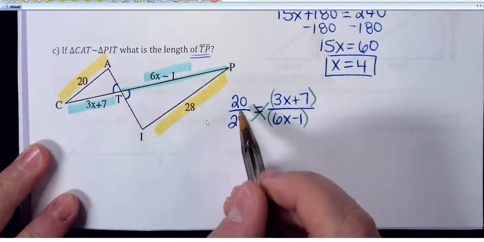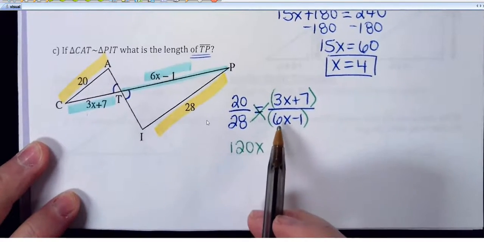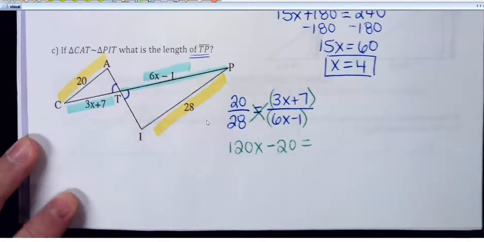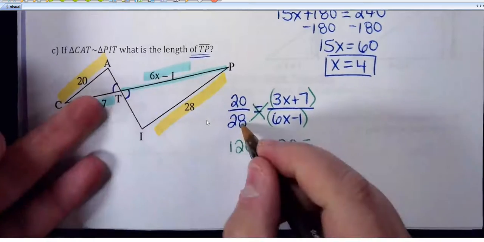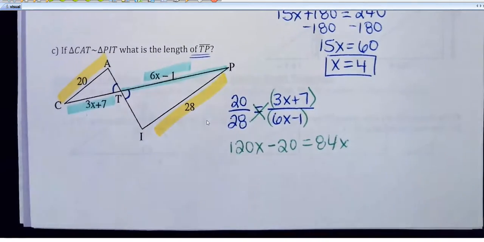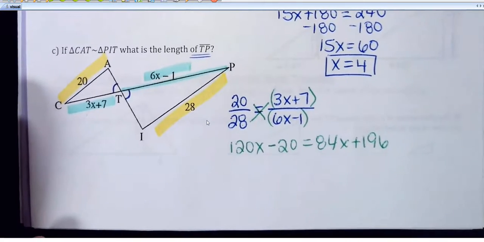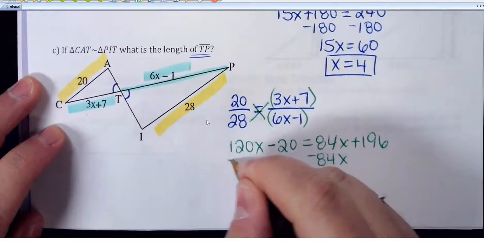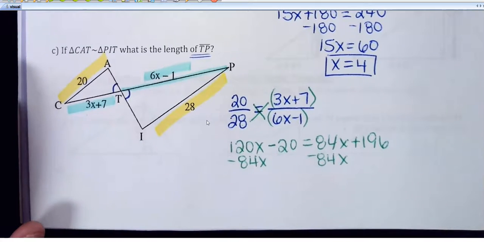Now, if I do 20 times 6, I'm going to get 20 times 6x, 120x. 20 times 1 is negative 20. My other cross product, ooh, I don't know this off the top of my head. So 28 times 3x, 84x. And then 28 times 7 is 196. Okay, completely up to you. If it's me, I like to try to keep my variable positive. So I would subtract 84x from both sides. So we're just doing 120 minus 84.